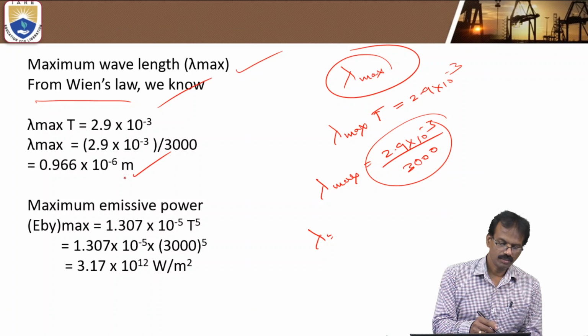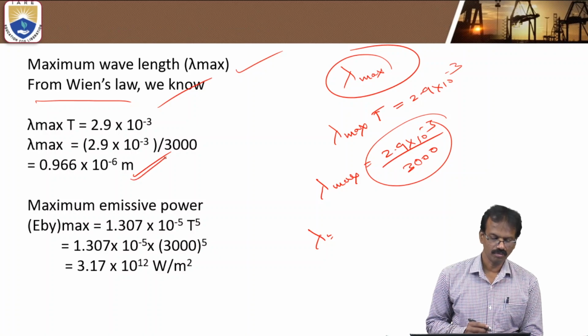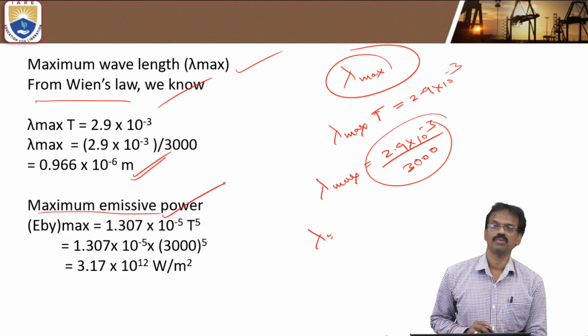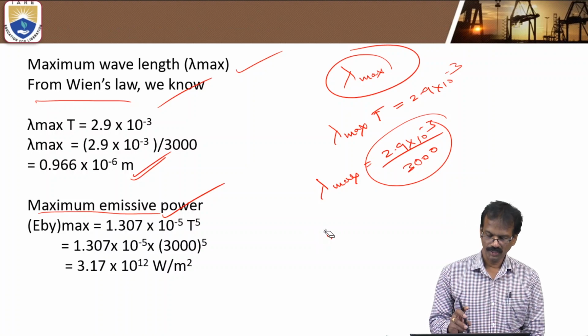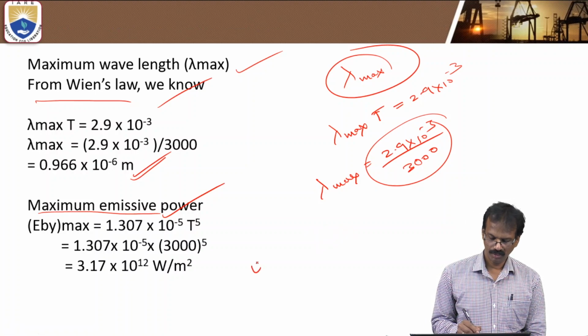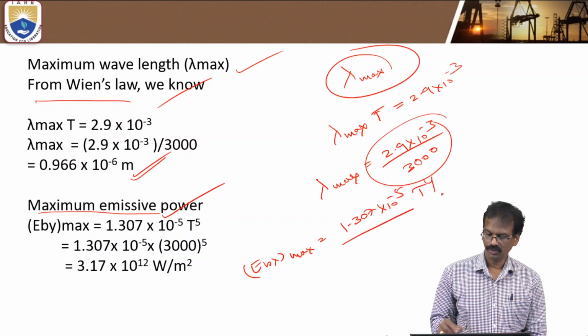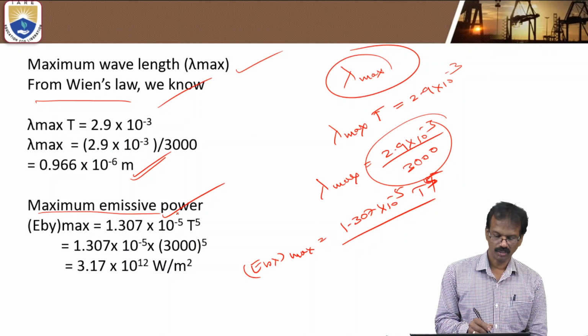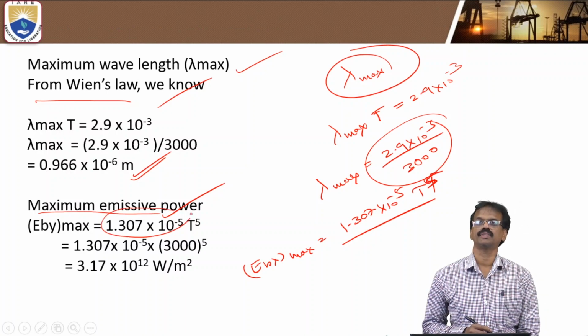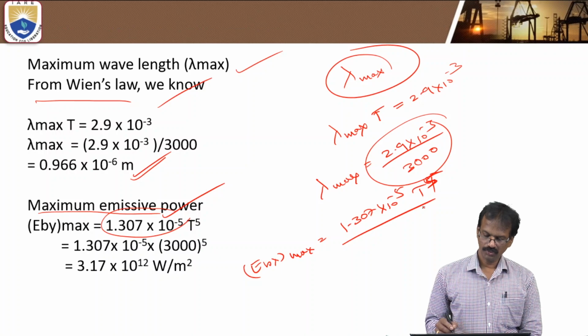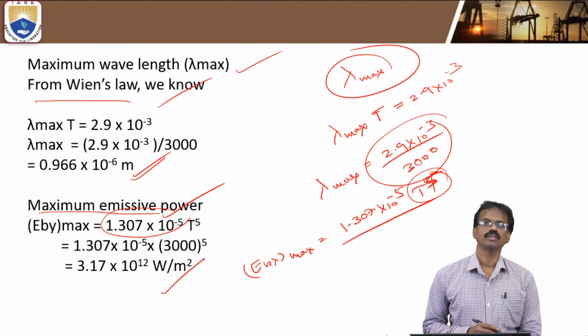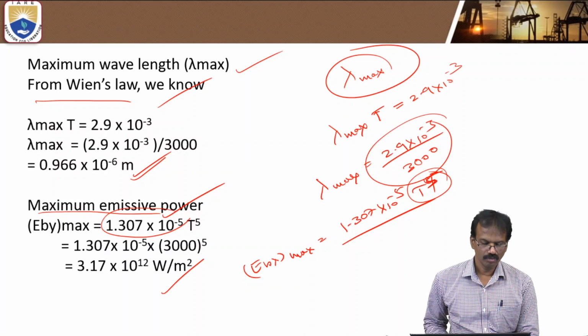So at this particular wavelength, you can find out the maximum emissive power. The formula is E_b lambda max equal to 1.307 into 10 to the power of minus 5 T to the power of 5. These formulas we already derived in the previous class also. Here if you substitute the value of T, then you will get the value. So this is the maximum emissive power.